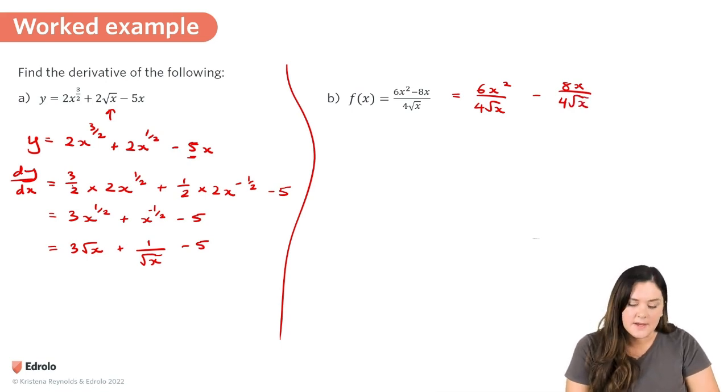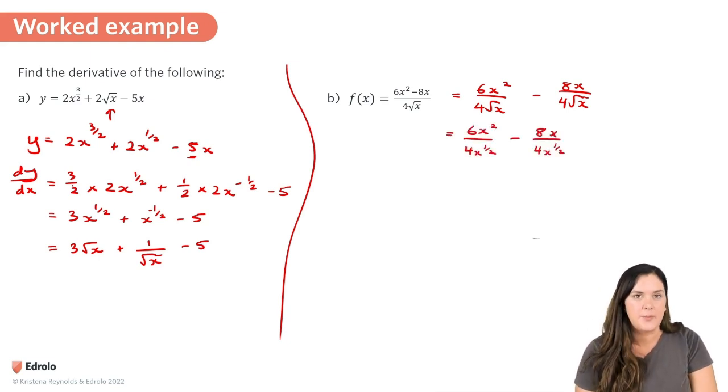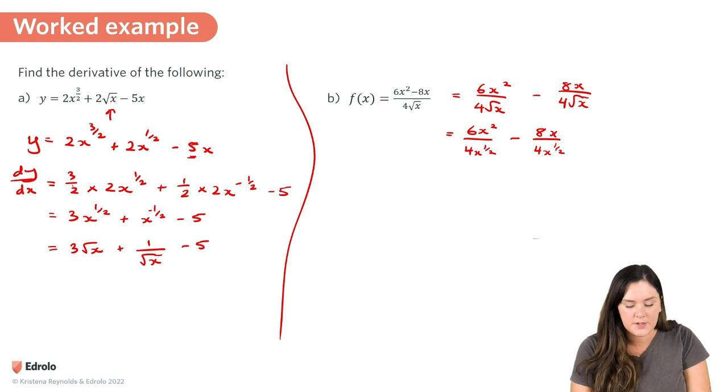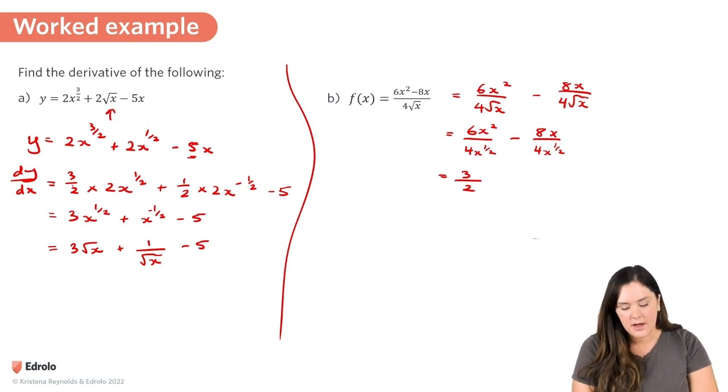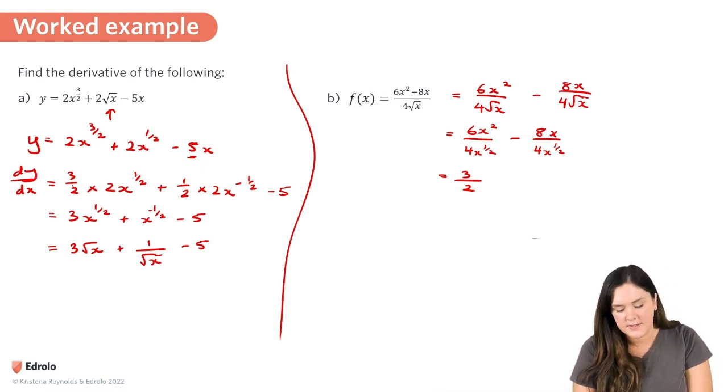Now I'm going to rewrite these square roots to the power of a half instead. And now in order to simplify, I've got 6 divided by 4, so 2 is common there. So I'm going to divide both of them by 2. So I get 3 over 2 for that one. Now, for the x terms, I've got x squared divided by x to the power of a half. So what happens here is we take the powers away from each other. So I have 2 take away a half. So that leaves me with x to the power of 3 halves.